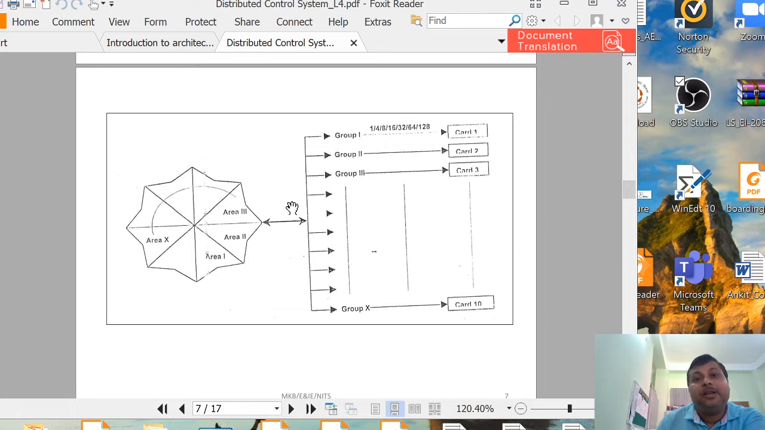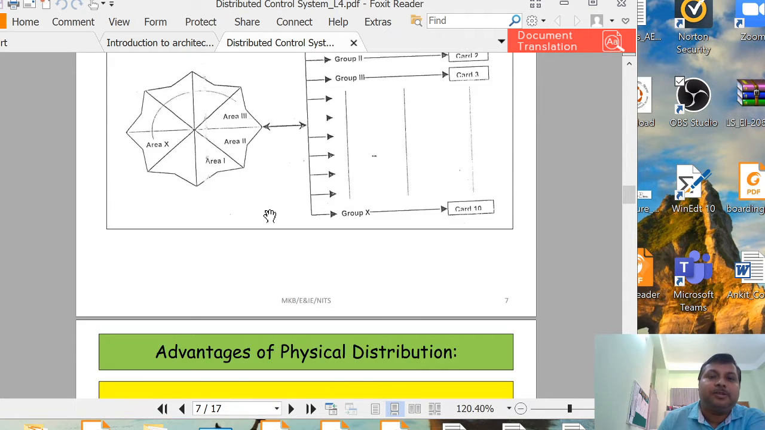But here one thing has to be understood: though the functions are physically distributed, it is monitored centrally. That is the very important feature of a DCS.